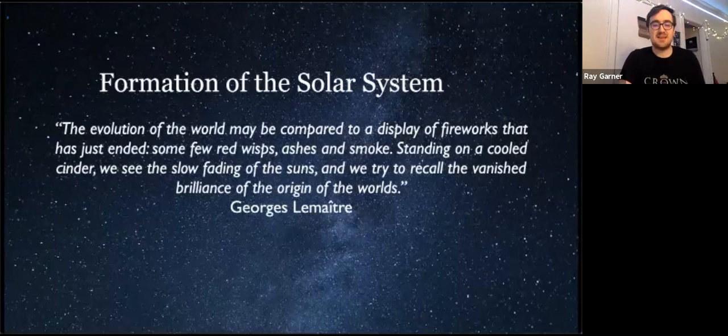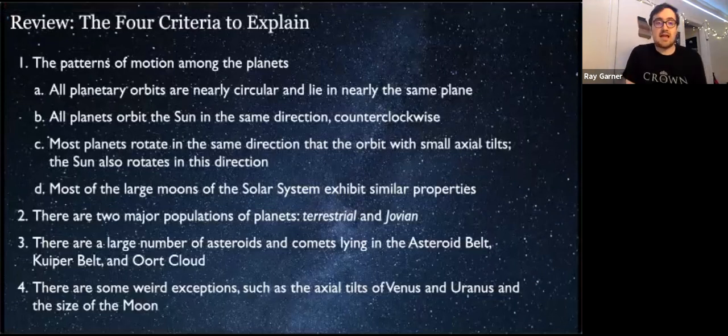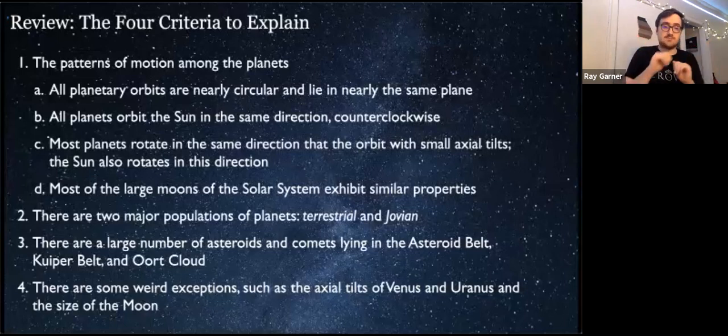Very beautiful quote there. All right, so last week we talked about these four different characteristics of the solar system that we're going to have to explain. Here's a little quick review. So there's tons of patterns of motion among the planets. All of the planetary orbits are nearly circular. They all lie in the same plane. All the planets orbit the sun in the same direction, counterclockwise, if you look down at the solar system from above the Earth's North Pole. Most of the planets also rotate in that same direction with small axial tilts. The sun also rotates in that direction as well.